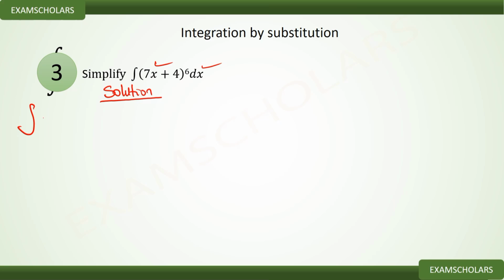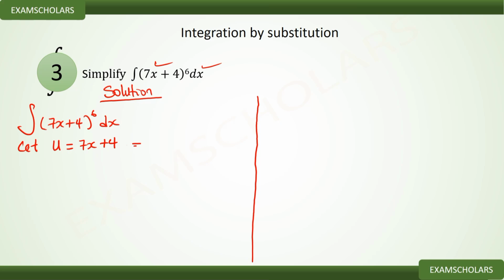Let's just write it first: (7x plus 4) raised to power 6 dx. Let's just divide this into two parts. Let u equal 7x plus 4. You can use any letter, just make sure it's not x. Here, it implies that du/dx is equal to what? 7. When you differentiate this, you get 7.